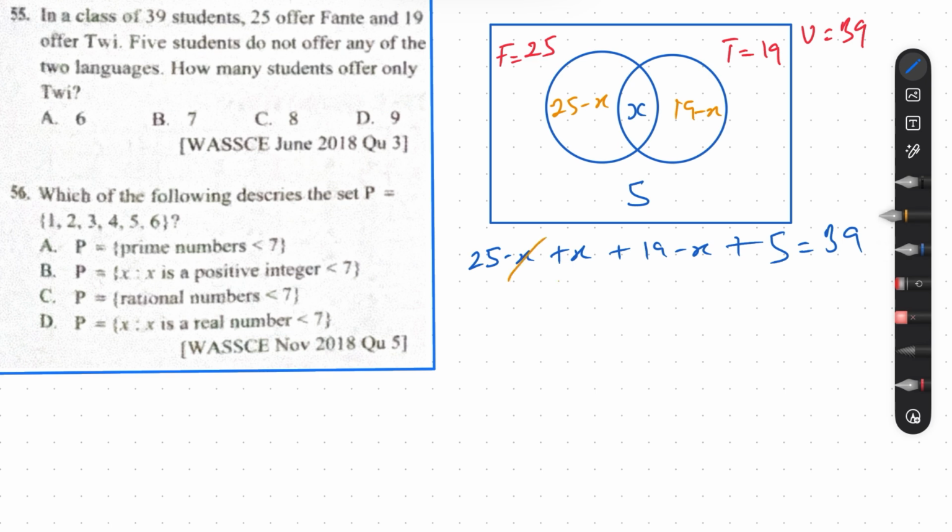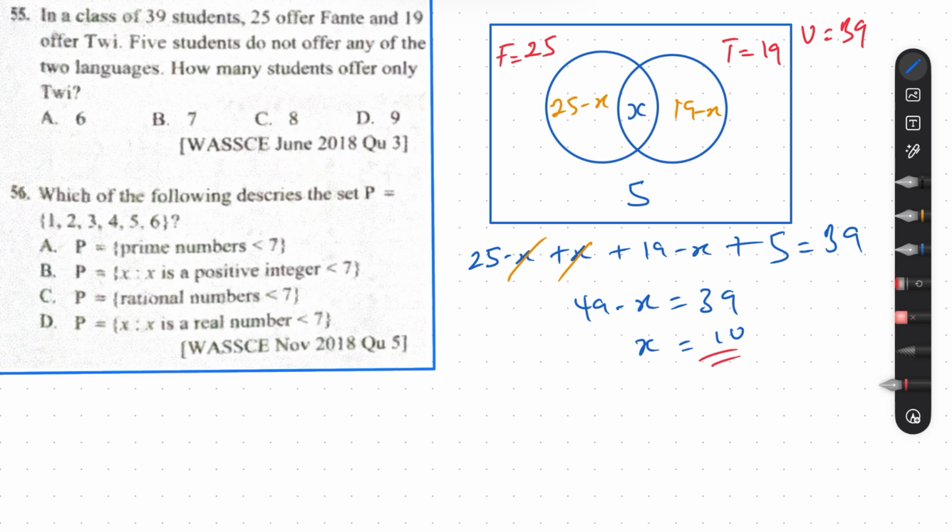So this x will cancel this x. Then we have 25 plus 5, which is 30, plus 19, that's 49. Then we have minus x here. So we have 49 minus x is equal to 39. If we solve for x, we find x to be 10. Okay, x equals 10.